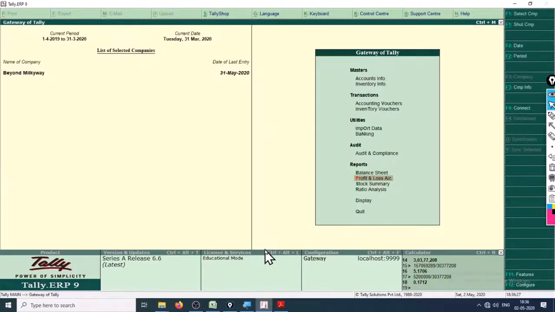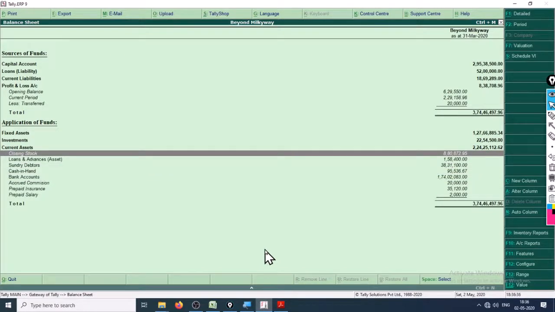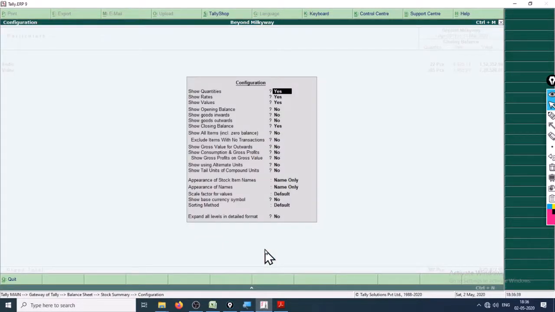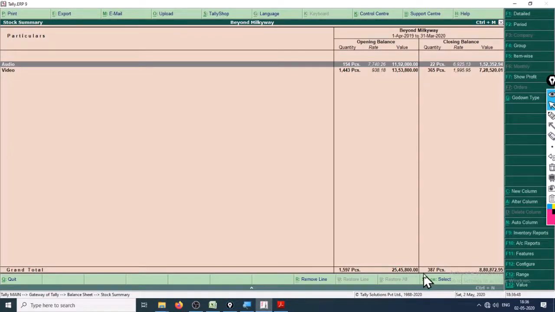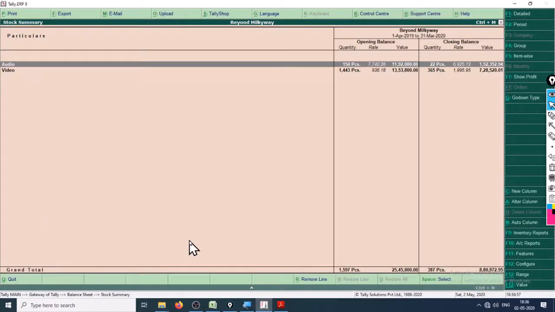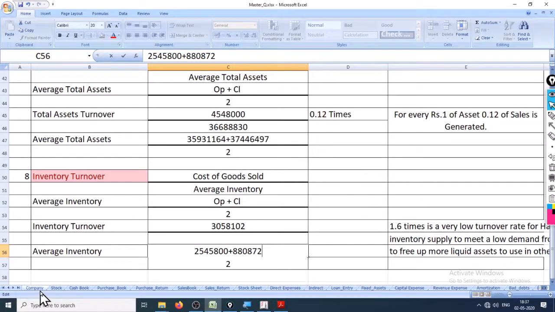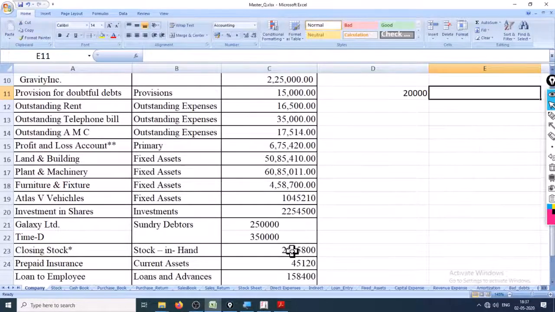Average inventory: obviously, we know where to take it from. You can go to the balance sheet, then to current assets, and right here you will have closing stock. Press F12, show opening balance. Okay, 2,545,800 is opening and this is closing, 880,872. If you don't want to take that from here, you can also take it from right here.